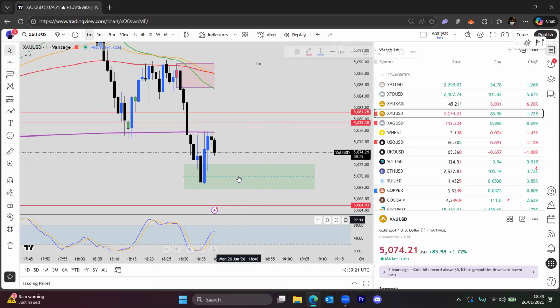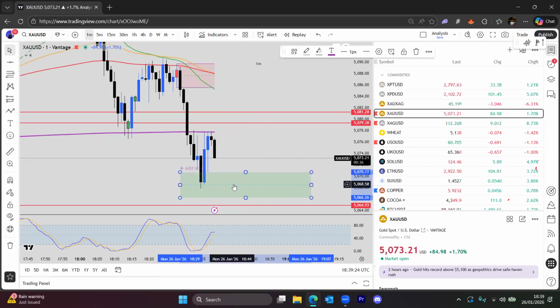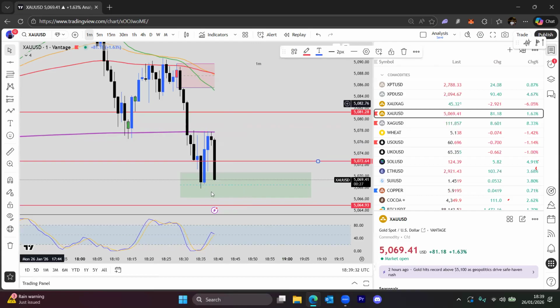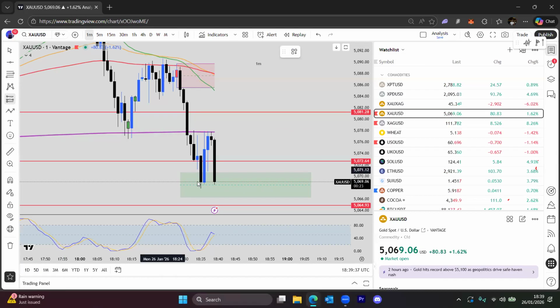Let's say, delete that one too. Let's say this was our zone, yeah, and price filled half the zone. Then in this scenario, you don't want to close at TP1. Why? I hope someone knows. Because in that scenario, you're basically risking more.